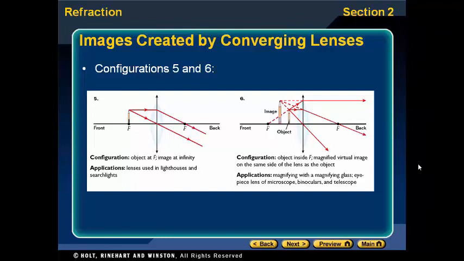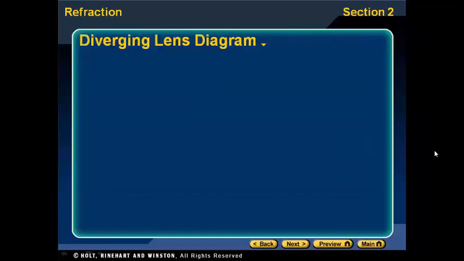And the sixth case is when the object is inside the focal length. If the object is inside the focal length, we get a magnified virtual image on the same side of the lens as the object. Applications: magnifying with a magnifying glass, eyepiece lens of microscope, binoculars, and telescope.